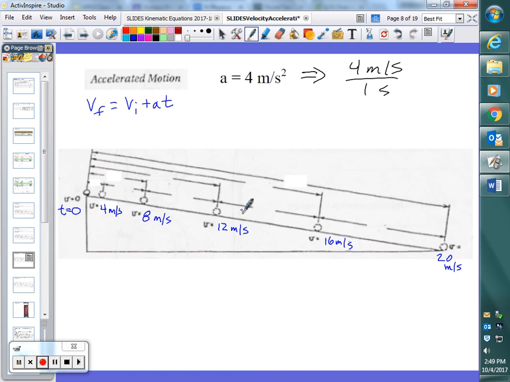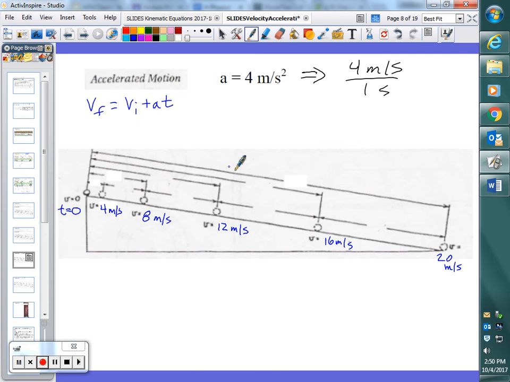We said that the mathematical relationship that represents that looks like this. VF, we said, represents the final velocity, or we could also say it represents the instantaneous velocity at any point on the ramp. VI is the initial velocity. In all of this ramp, what was the initial velocity? 0, right? A is the acceleration, and then T represents what? How much time we're talking about.